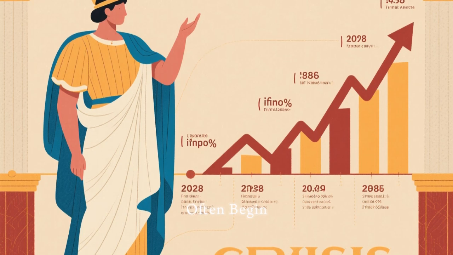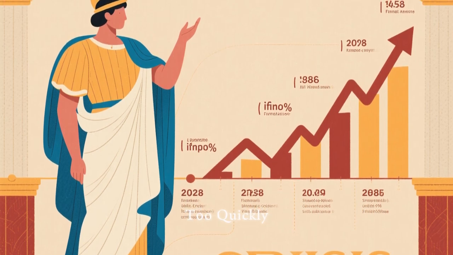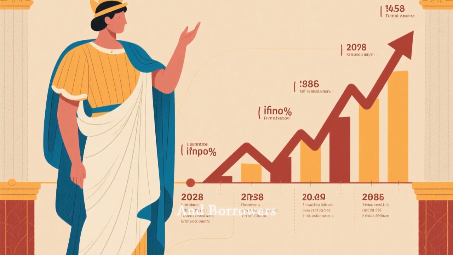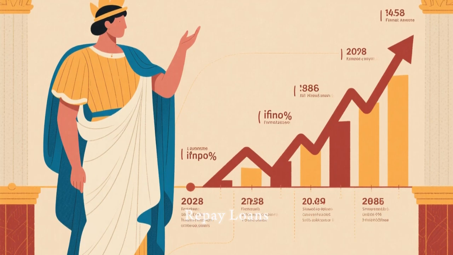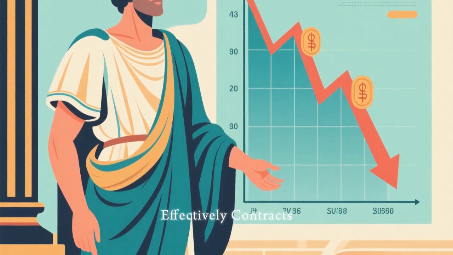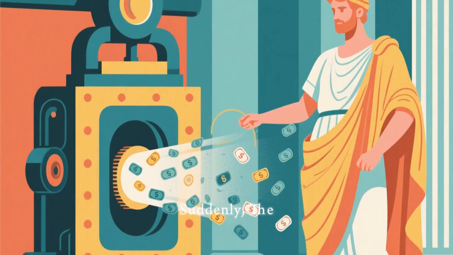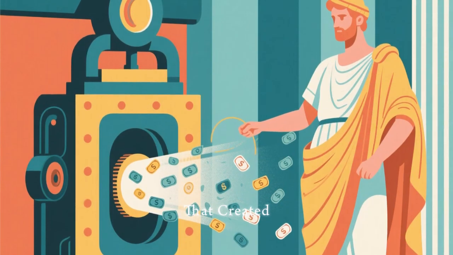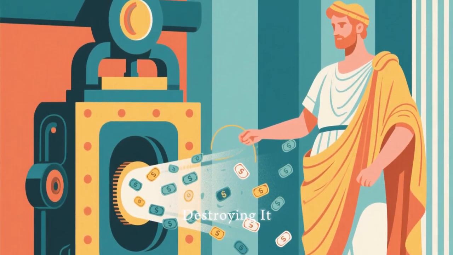Financial crises often begin when credit expands too quickly, asset prices inflate, and borrowers struggle to repay loans. When defaults rise, lending slows, and the money supply effectively contracts. Suddenly, the system that created money through loans begins destroying it.